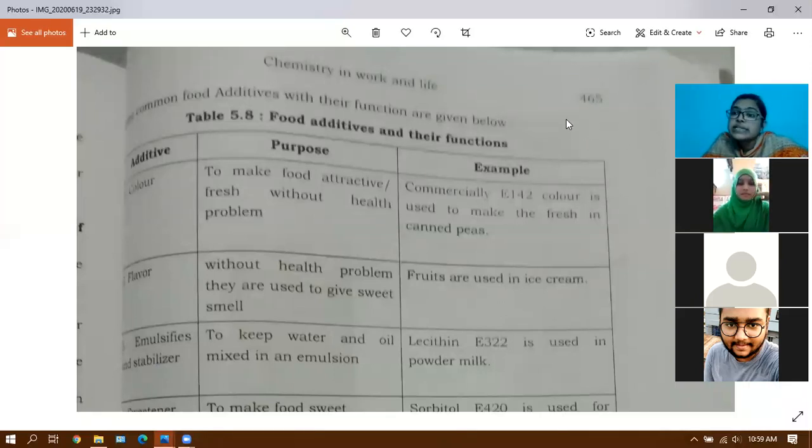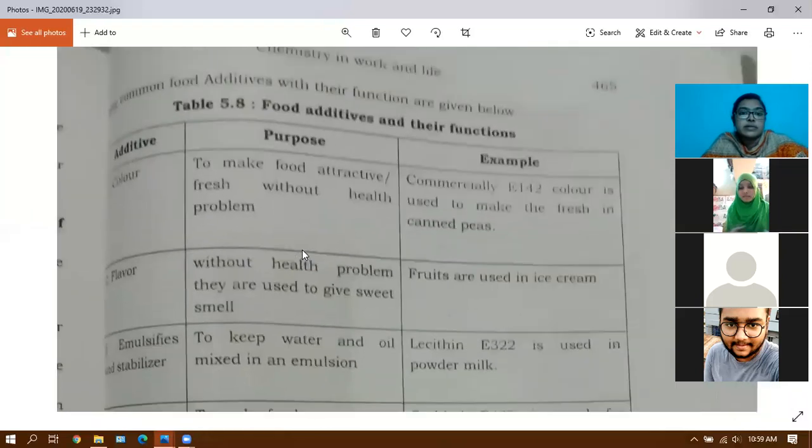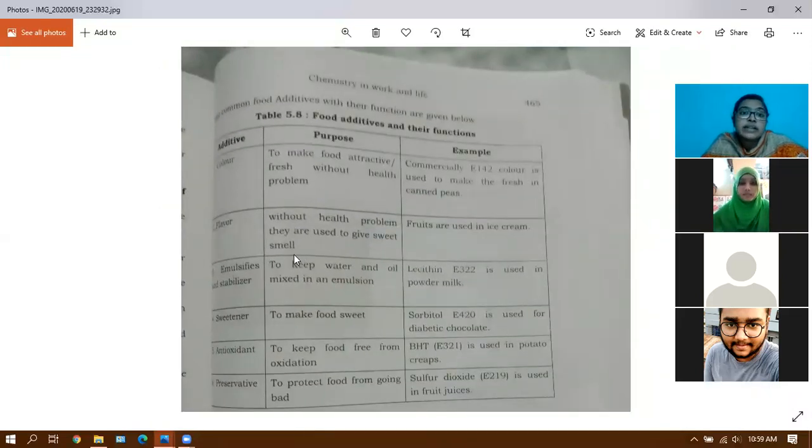On page 465 of your book, there is a table and it gives some common food additives with their function. First, additive color. The purpose is to make food attractive and fresh without health problems. Commercially, these are the food additives' names.